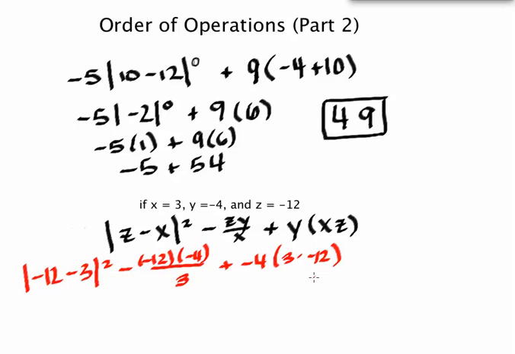Okay, so now it's just a matter of following the order of operations here. What I would do is look at this absolute value sign first. It's going to be negative 15, and it's squared, minus, here I'm just going to multiply the negative 12 and the negative 4, which gives me a positive 48 divided by 3. I'm not going to do that yet, but I'm going to come to this next one, which is plus negative 4, and then 3 times negative 12 is negative 36.